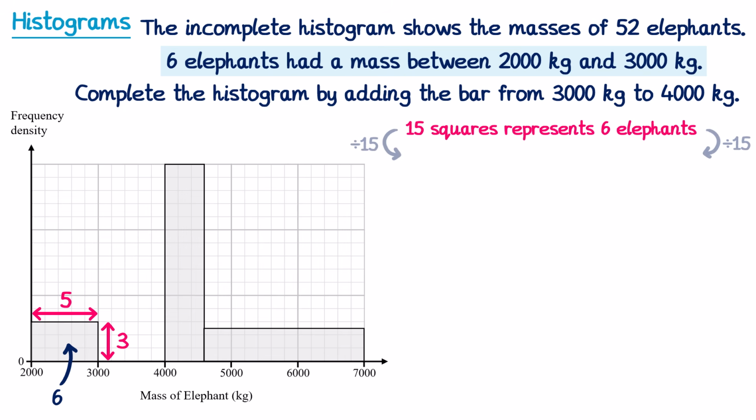If we divide this by 15, it actually shows us that 1 square represents 0.4 elephants. So every single square on the histogram represents 0.4 elephants. We can use this fact to work out the number of elephants in the other 2 bars.